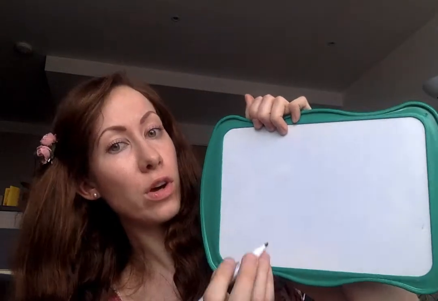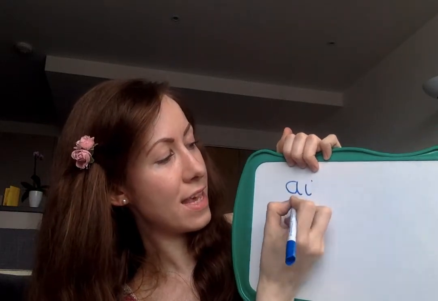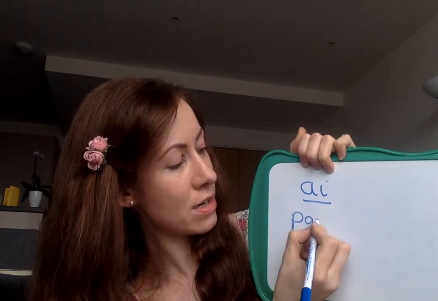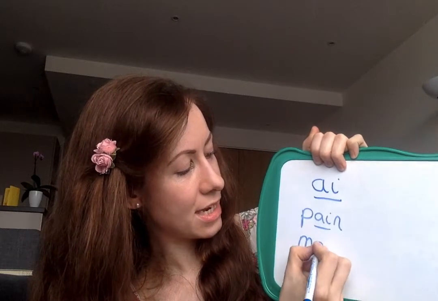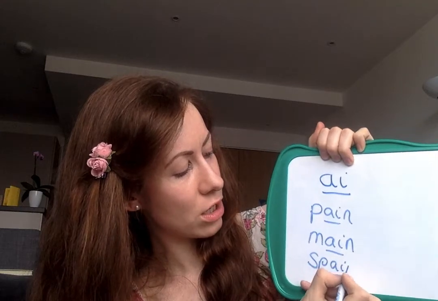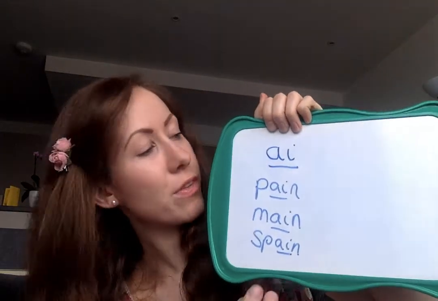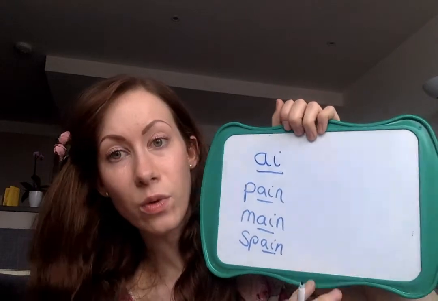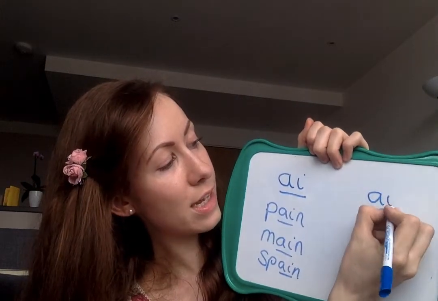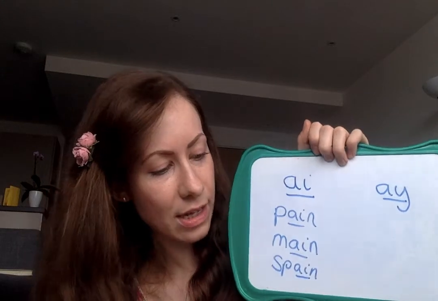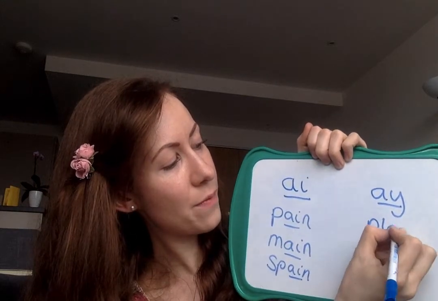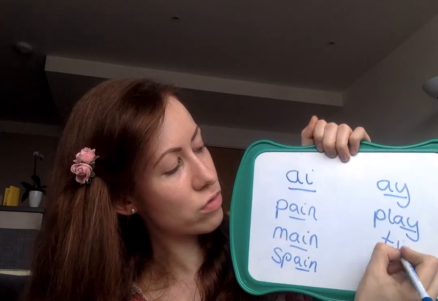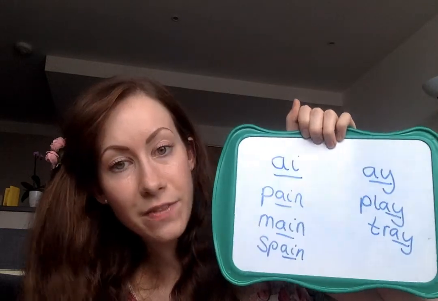Okie dokie. Right, so yesterday we looked at the A sound, which before yesterday you had only known as this digraph, as in pain and main, and we could do Spain as well. That's a country. Okay, so we've got that sound. Yesterday, we also learned that this digraph could be written like this. Okay, we've got this sound, as in play and tray and even spray.